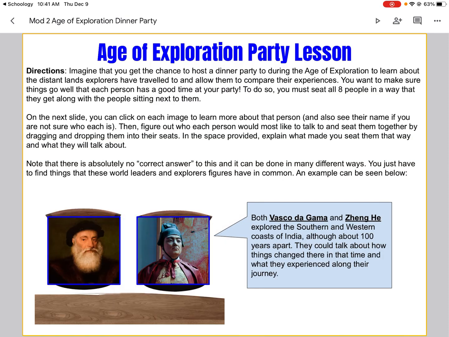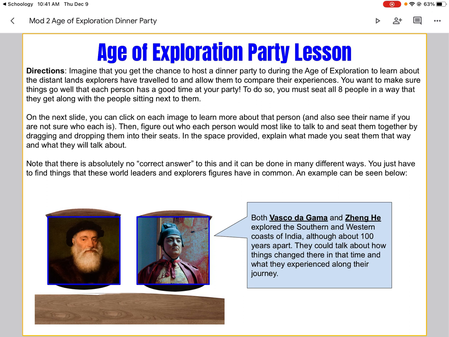All right, so what we need to understand is that we are looking at very important, influential men and women of this age. These are what we call leaders, or sometimes they are also explorers, that are going to be invited to a dinner party. Now, with any dinner party, you want to have an enjoyable experience. And so when you create a seating chart, you're going to put people next to one another who will have things in common, that they have things they can talk about. That's what I want you to think about with this particular assignment.